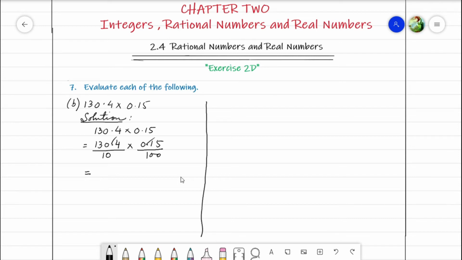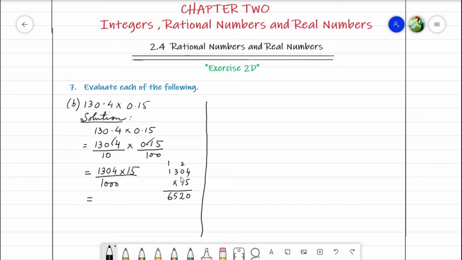So now I will multiply 1304 by 15, and I will multiply 10 by 100, which will be 1000. Now I will multiply the numbers in the numerator, 1304 multiplied by 15. 5 4s are 20, 2 will go up; 5 zeros are 0, and the 2 comes down; 5 3s are 15, 5 will go down, 1 will go up; 5 1s are 5, and 6.